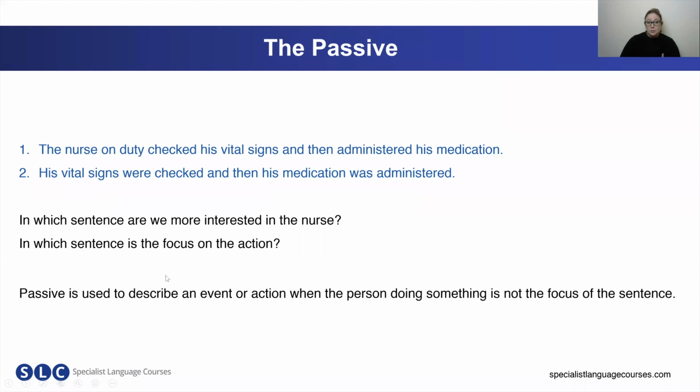So we use the passive to describe an event or an action when the person doing something is not the focus of the sentence. So we're looking more at the action. This is very useful for conciseness and clarity because we really want to focus the reader's attention on what is happening or what has happened in hospital, for example, rather than who did it.